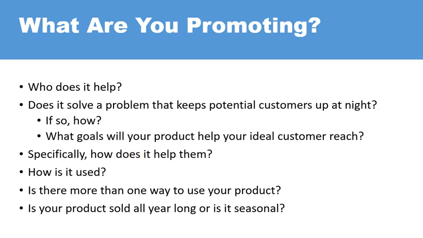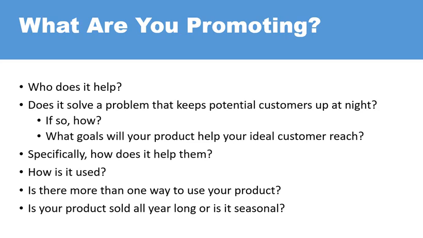Don't just say, oh yeah, it helps them with XYZ. You want to make some bullet point lists that specifically outline how your product or service helps your ideal customer. And then you also want to lay out how it's used. So what does someone have to do? Number one, what are the steps that they need to take in order to get this product? And then after they get it, what are the next steps and what do they have to do in order to use it? Is there more than one way to use your product?